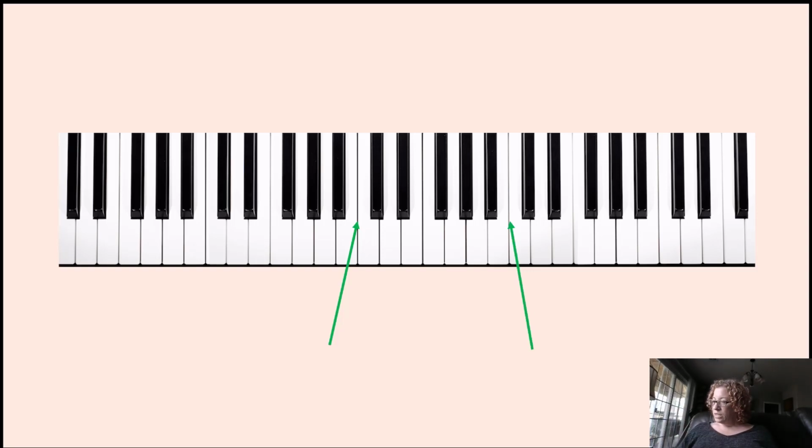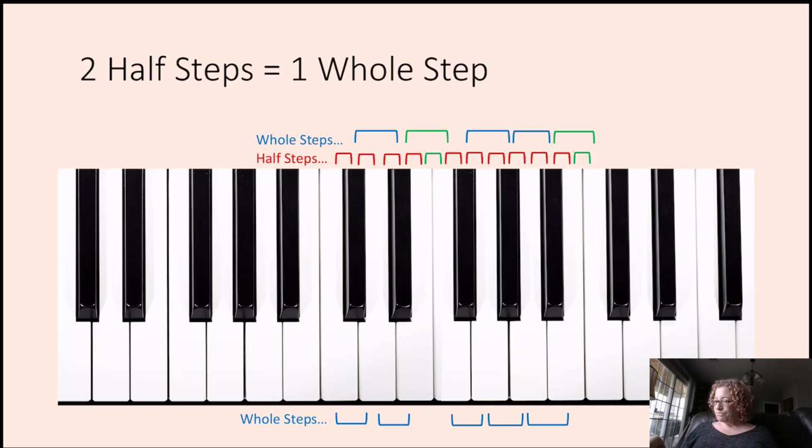So here between the E and the F, and here between the B and the C, right? We are basically missing a half step. There's no black key between them. So it can throw us off a little bit. You can't just say that from one white key to the next white key is a whole step, or from one black key to the next black key is a whole step. So it can throw a little bit of confusion in it.